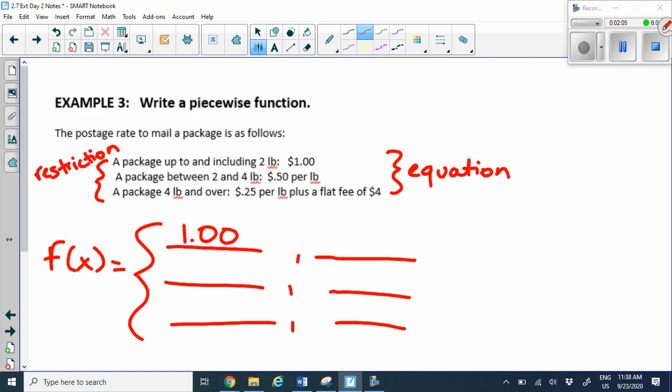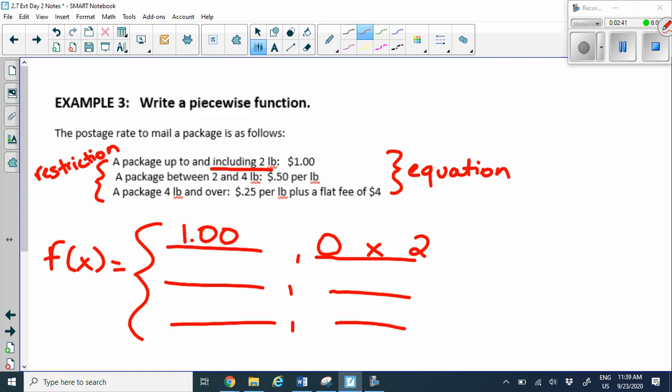Now let's talk about the restriction. So it says up to and including 2 pounds, okay? Now, if we think about it, there is a minimum to our weight, right? Because can we have negative weight? No. The smallest that we could have is 0. But if we have 0 pounds, are we really going to pay $1? No. So when we have this, we're going to have 2 numbers. We have 0 as our lowest, and then we're going to have 2 as our highest, because notice it says a package up to and including 2 pounds. So that number 2 has to be part of it.